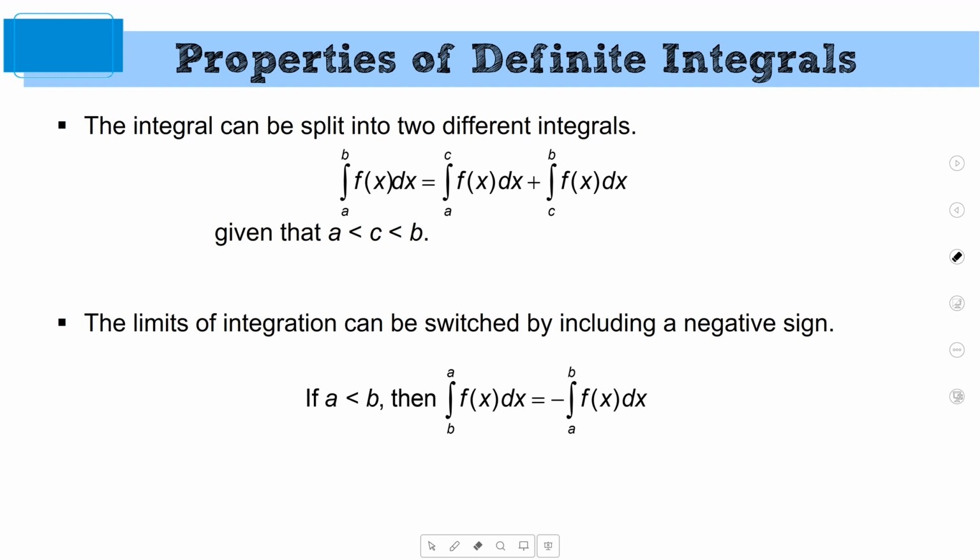So for instance, this would be bad because my lower limit is bigger than my upper limit, so that's the same thing as switching it as long as you put a minus sign out in front of it. You can put it in front or underneath or inside because you can move it out in front.